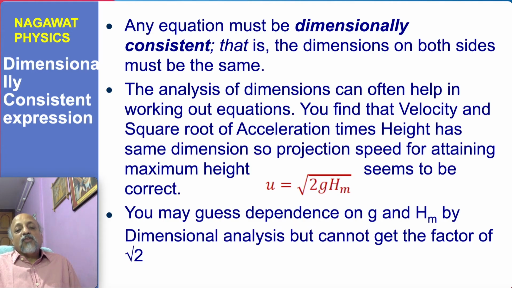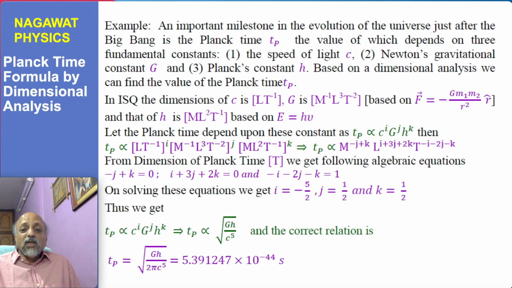So the projection speed for attaining maximum height hm is given by u equals root 2 g hm, and this equation is dimensionally consistent because velocity is the dimension of the left hand side, and velocity is also the dimension of the right hand side, the square root of g hm. So we can make use of it and do certain kinds of problems. Very interesting problems have been described in the literature.